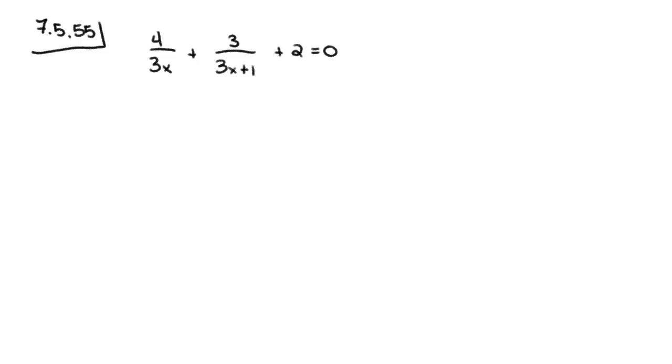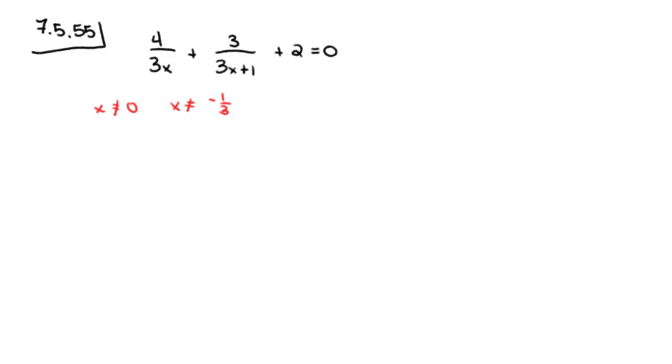All right, by request, 7.5, number 55. In this case, it's a rational equation. You want to make sure those denominators are not zero. So I'll start by saying x cannot equal 0 and x cannot equal negative 1/3. That allows me, when I get to the end of this problem, to make sure I have everything done correctly and checked my work.